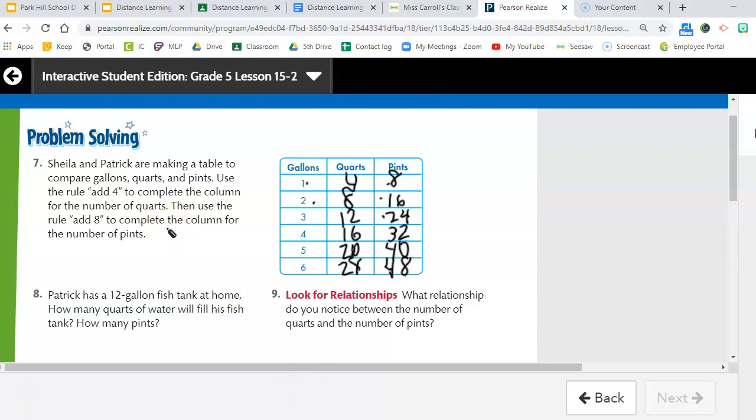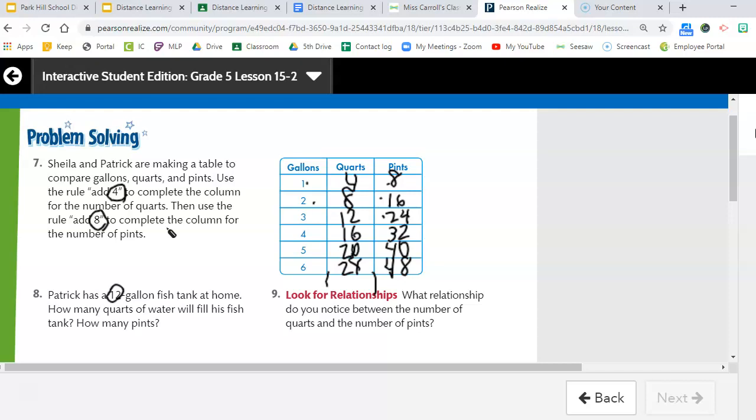Okay, number 8. Patrick has a 12-gallon fish tank at home. How many quarts of water will fill his fish tank? How many pints? So this is a lot like the last question. I could keep extending my table on and get to 12, but that would take a long time. Instead, I could just think of 12 times each one that I start with, 4 and 8. So you might not know these and you might have to solve them over to the side, and that's okay, but a lot of us know our 12s, okay?